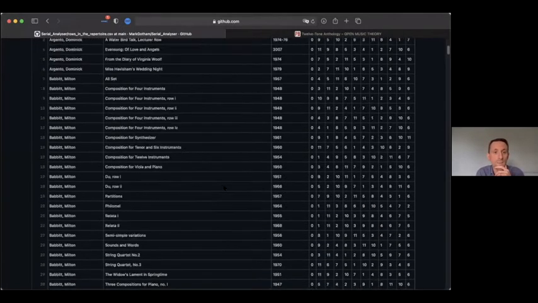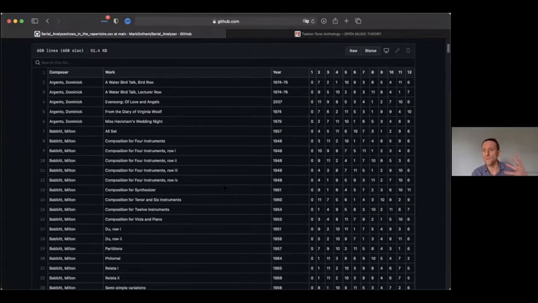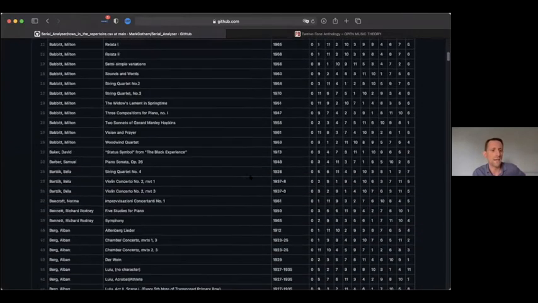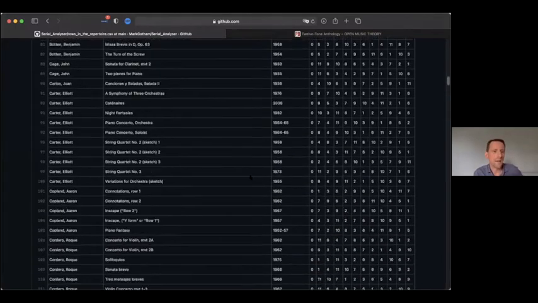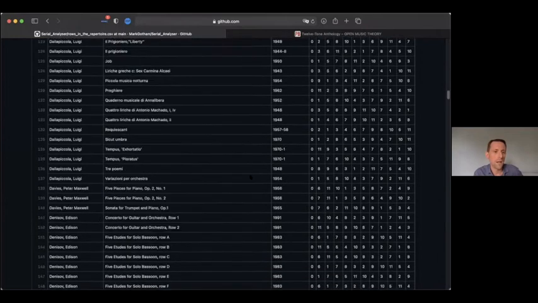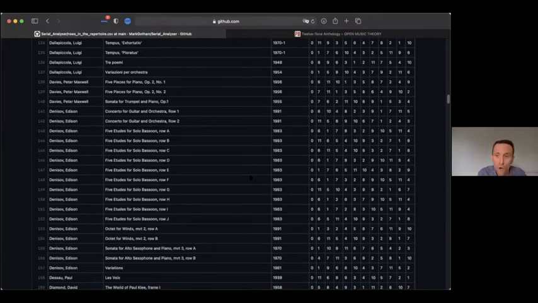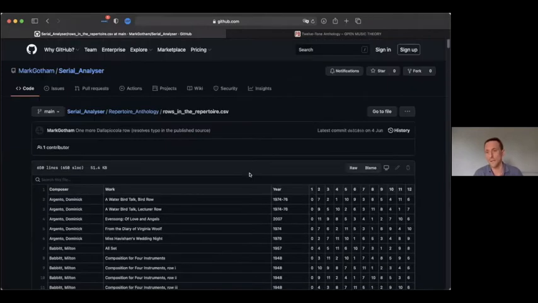It goes a long way further than any previous resource. Dominic Argento is one of the many new composers that we have in here. Lots of Babbitt, of course, Berg, Boulez, Cage, Carter, Copland, Dallapiccola, Denisov. It's a larger range than you'll have seen anywhere before, and it's much bigger too, at about 650 examples.